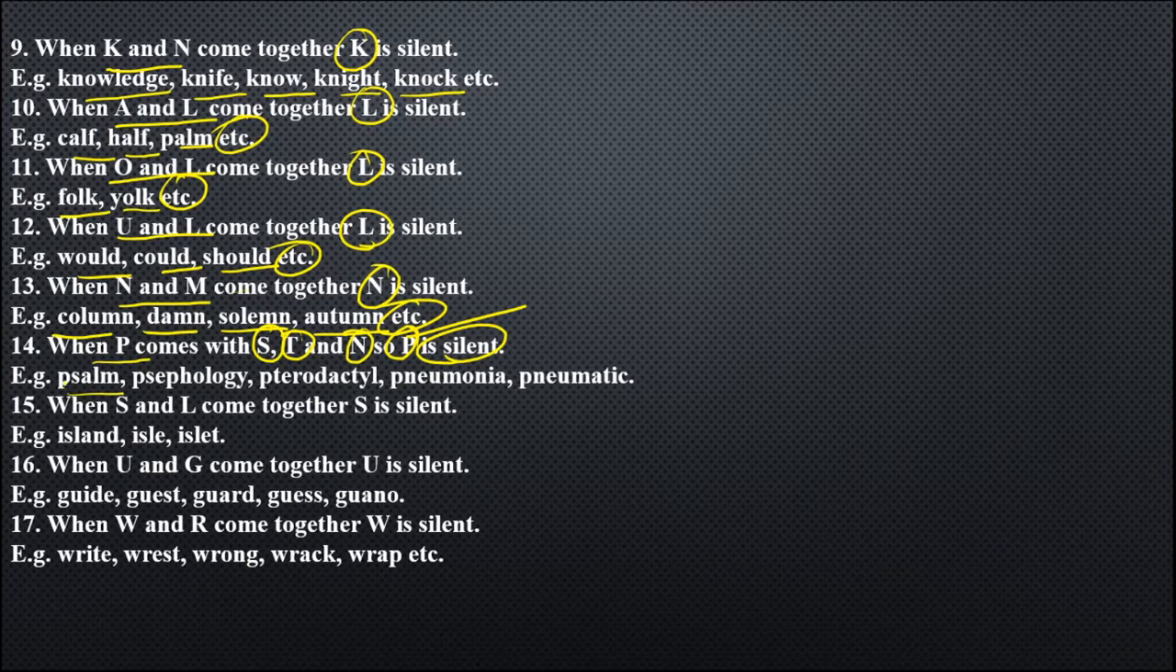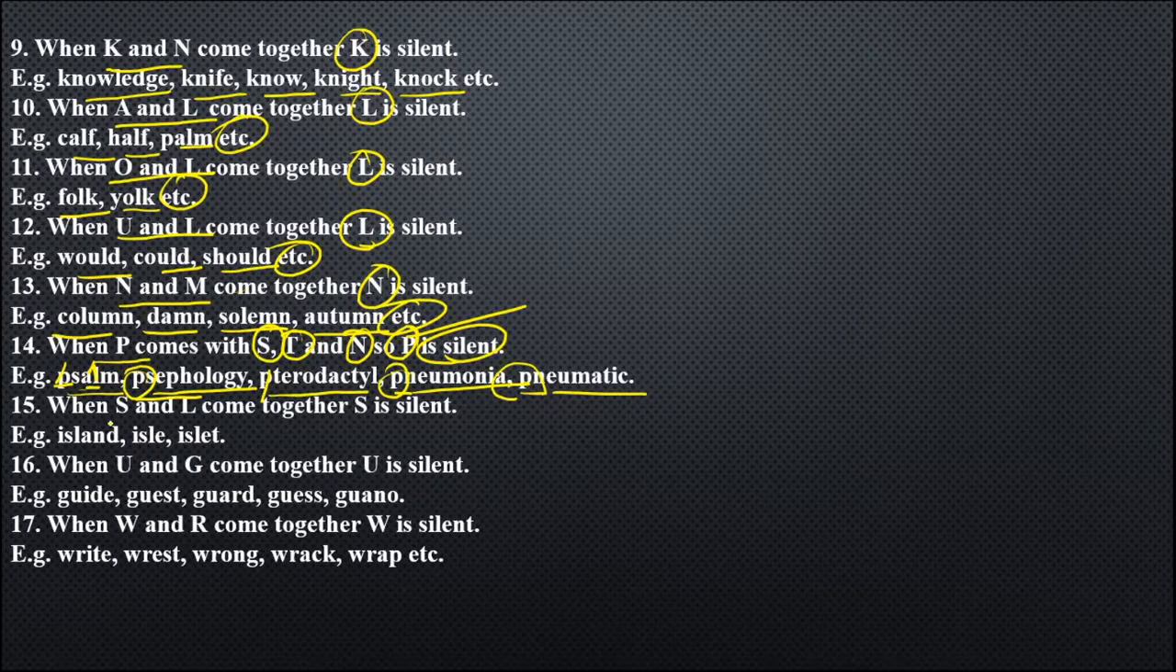Now here two silent rules are coming. When P and S come together, you will not read P, and when A, L come together, you will not read L. So you will say psalm. There P and S is coming together, so you will say psephology. In the same way, P, T is coming together, so P you are not going to pronounce, you will say pterodactyl. In the same way, P and N is coming together, so you will say pneumonia. In the same way, P and N again coming together, so you will say pneumatic.